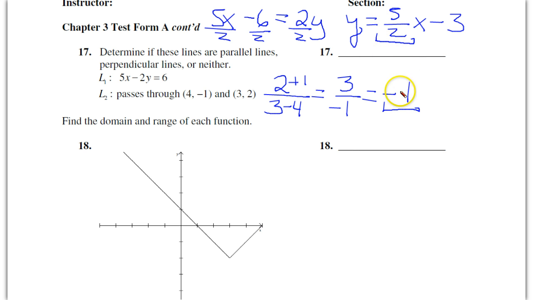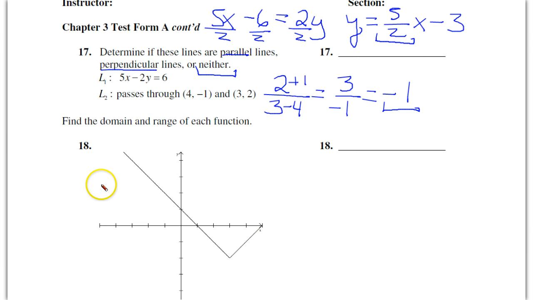Now if the slopes were the same, the lines would be parallel. If the slopes were the negative inverse of the other, they would be perpendicular. But here, these are not the same. One's not the negative reciprocal of the other, so the answer is neither.